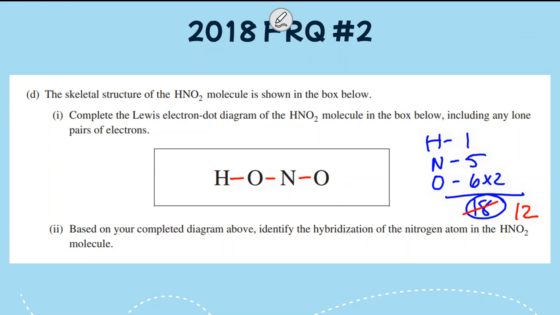And then we just need to satisfy the octets of those other atoms, right? So we have 12. One, two, three, four. Oh, no. I'm going to go this way instead. 2, 4, 6, 8, 10, 12. Okay, but as you can see, we do have a little bit of a problem here.